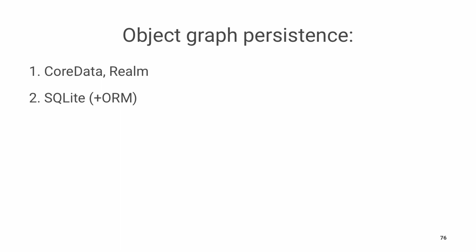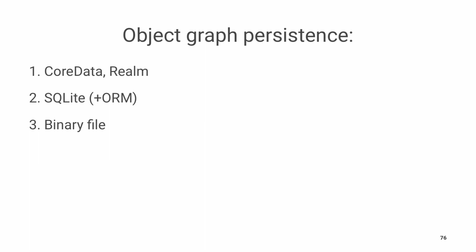The second option is an SQLite database. In this case, we do the mapping between our custom models and the database rows ourselves or with the help of some ORM. And the third option is serialization into a binary file, the approach which we've been discussing during this talk so far. We got used to the idea that the third approach usually is the worst one. But that's not always the case.